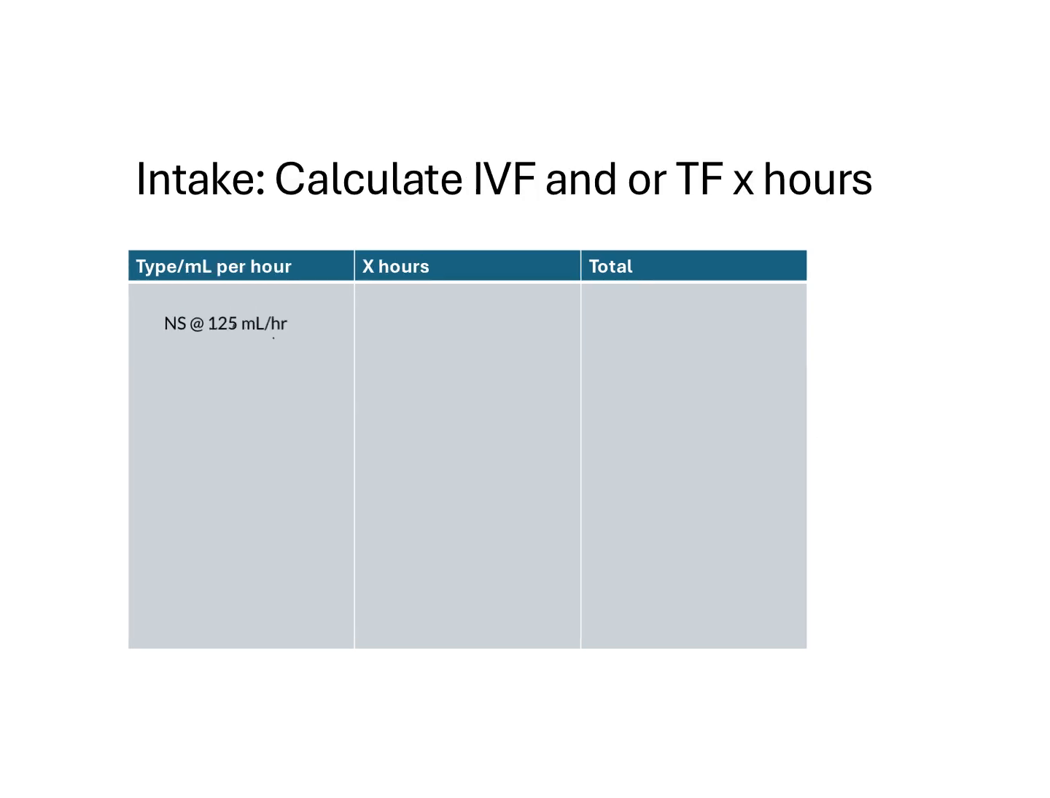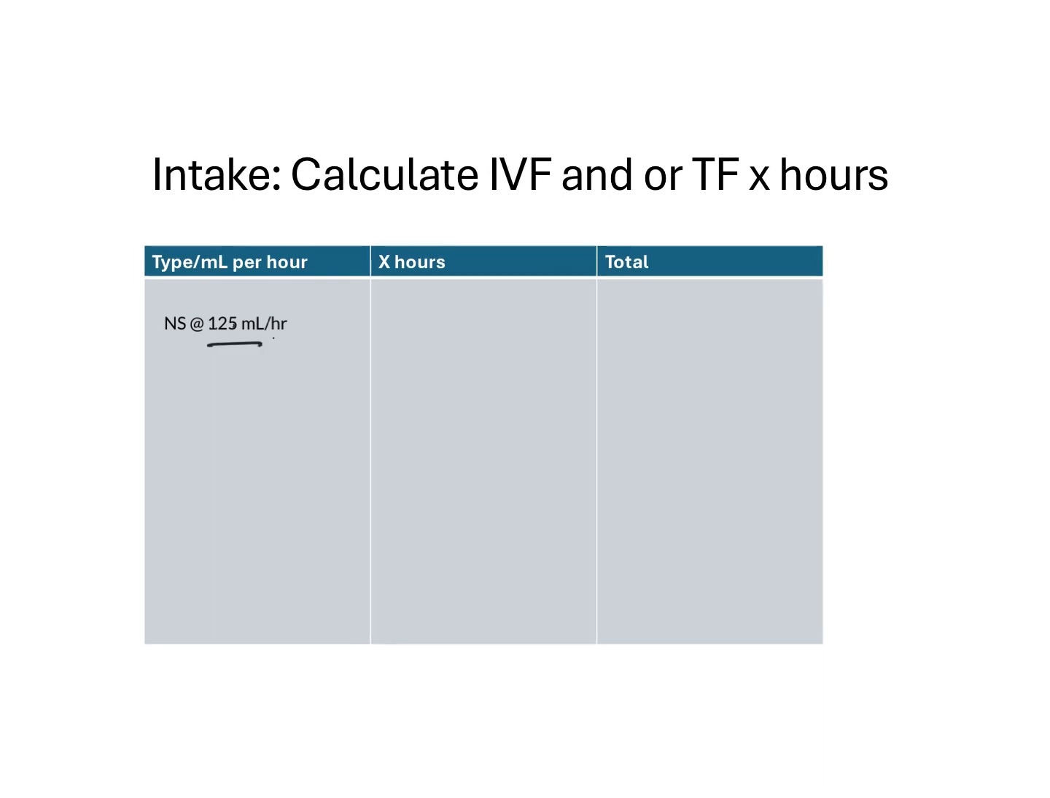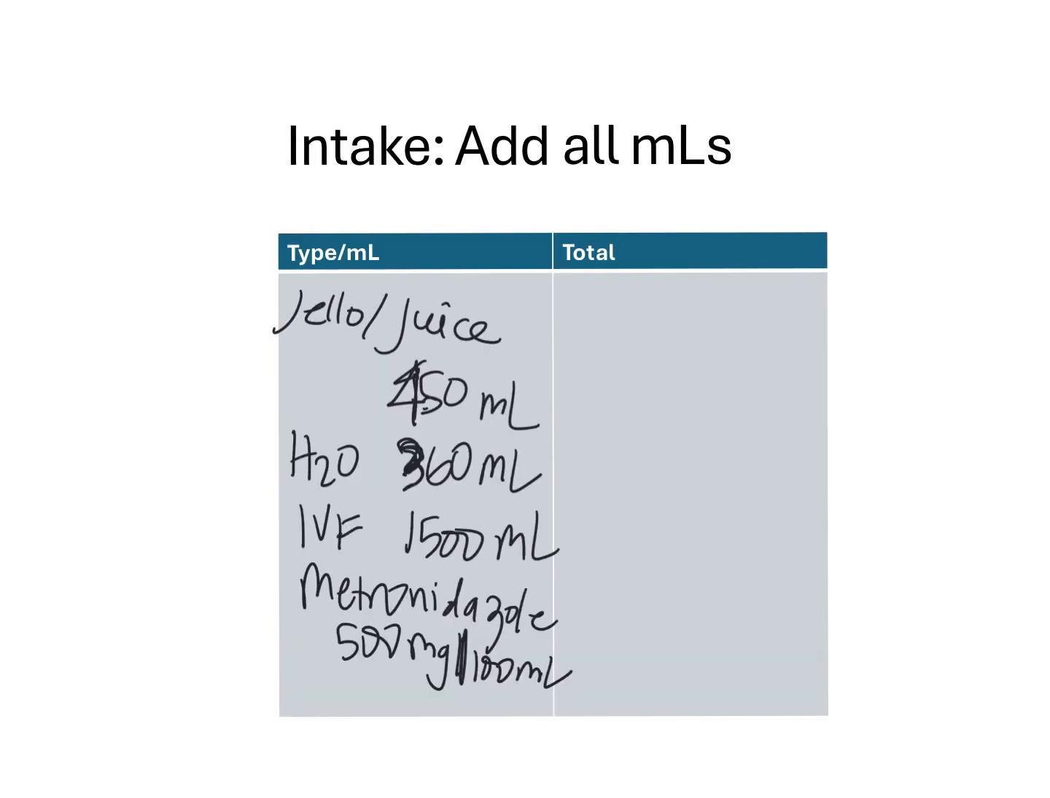And again, just to keep this simple, I'm just doing one kind of IV fluid, and this would not be something like an antibiotic or a saline flush. This is something that's running for multiple hours. And so it's going to depend on your shift. Typically we work 12-hour shifts. And so 125 milliliters per hour times 12 hours equals 1,500 milliliters.